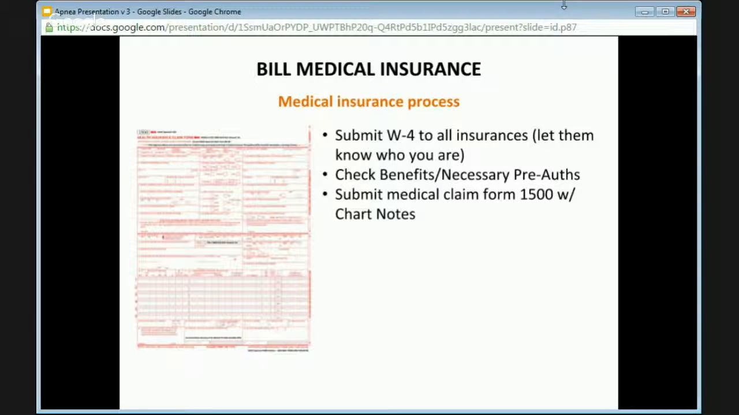When you want to bill for something, whether it's an office visit and or a home sleep test, maybe you're working with us and now you're going to start billing home sleep tests. So when you do that, you're going to want to submit a HCFA. It's called a HCFA 1500 form. Okay. And you want to submit it with chart notes.